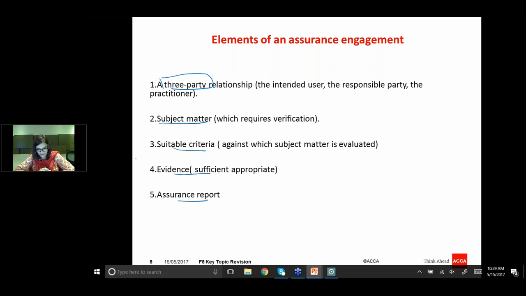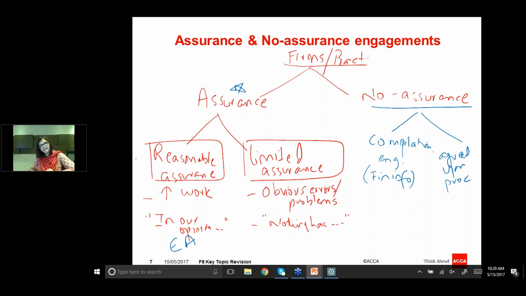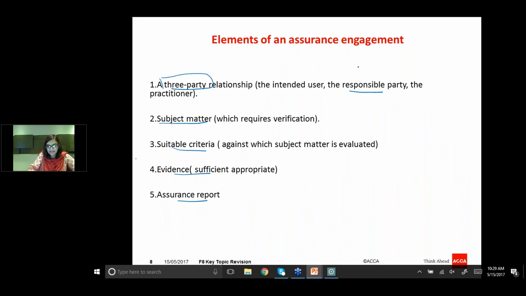Audit. External audit, as we know it, is an example of a reasonable assurance engagement. So an external audit is one. If I apply this, the responsible party is the board of directors who have prepared the financial statements. The intended users are the shareholders. The practitioner is the firm. Subject matter are the financial statements. So the board have prepared these financial statements. The firm is going to check these financial statements and give a report to the intended user.